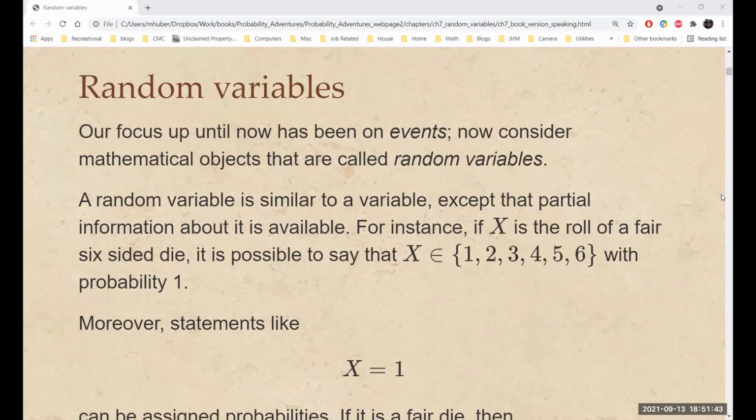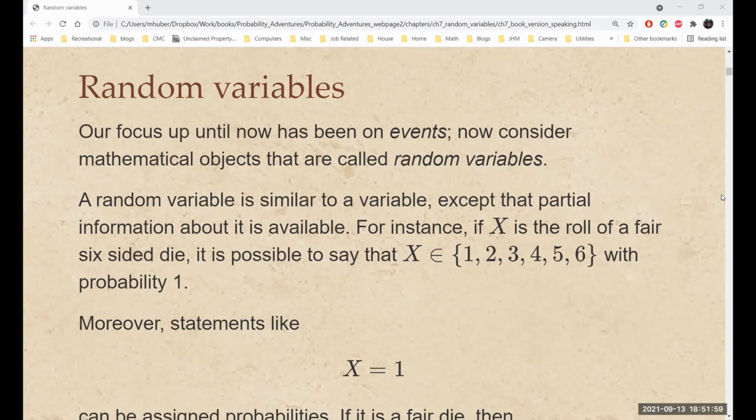Our focus up until now has been on events. Now consider mathematical objects that are called random variables. A random variable is similar to a variable, except that partial information about it is available.